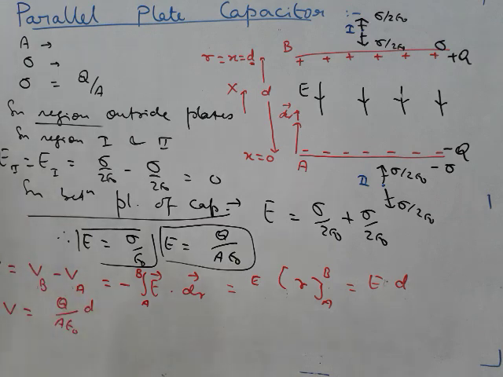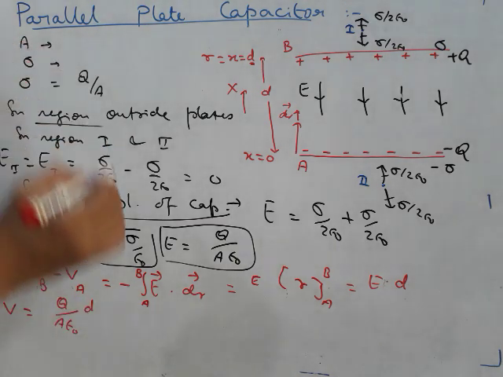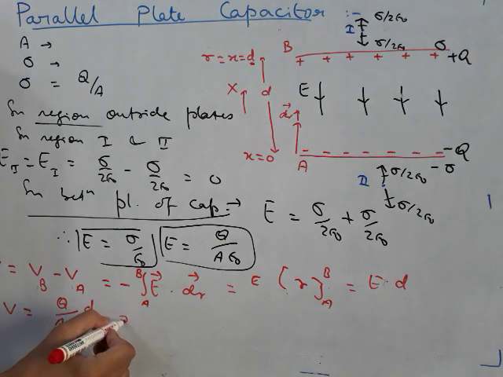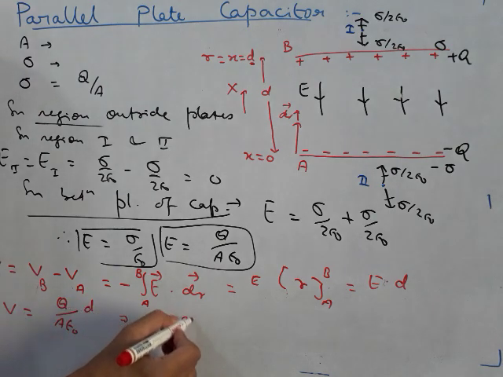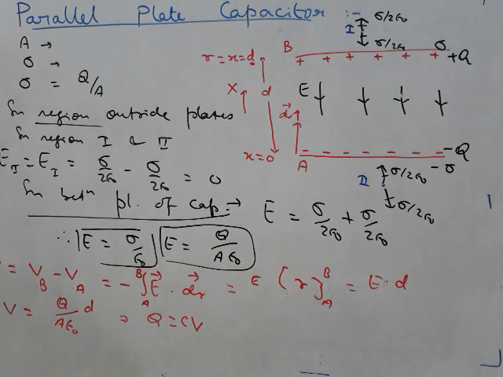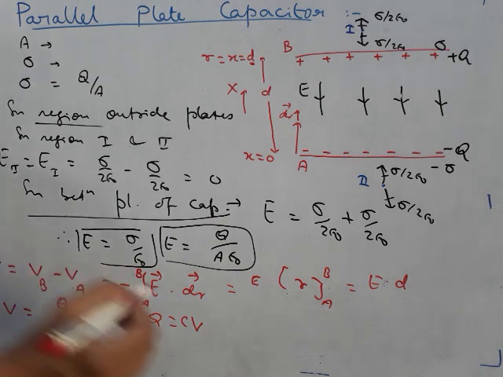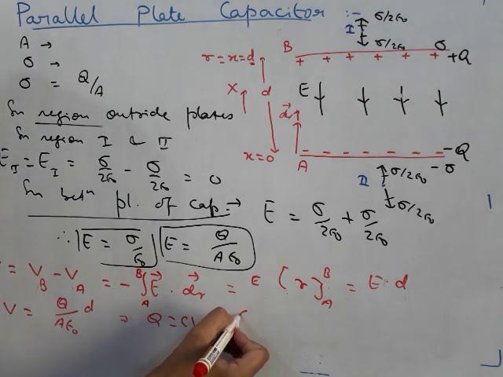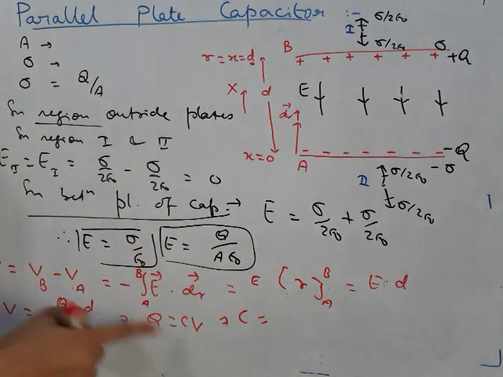Now we have discussed, students, earlier that if C be the capacitance, then Q is equal to C into V. We have discussed that Q is proportional to V, so Q is equal to C into V, where C is a constant. That constant is called capacitance. So how much will be that C? So this implies that C will become equal to Q upon V.